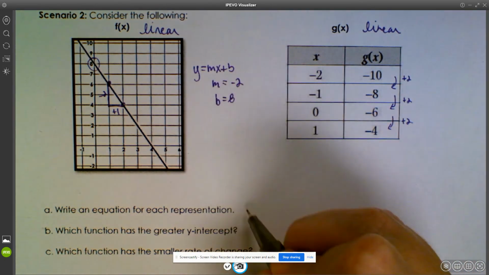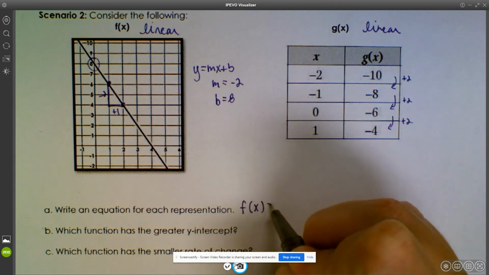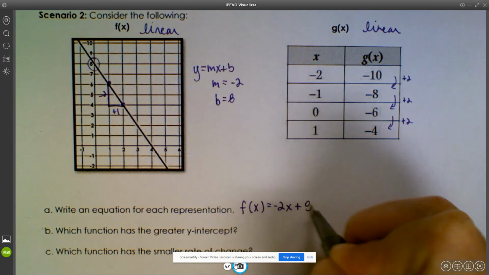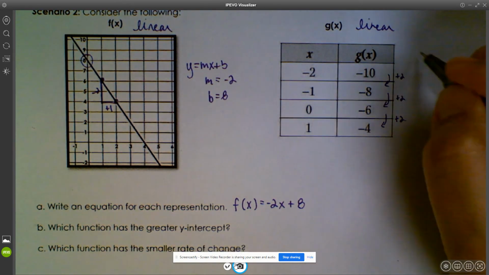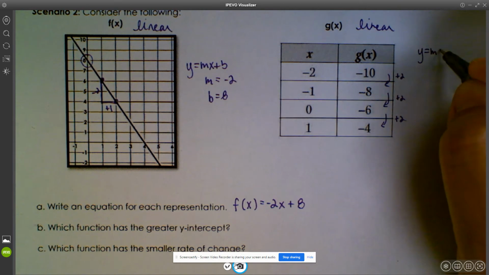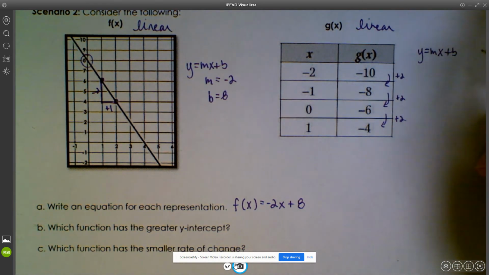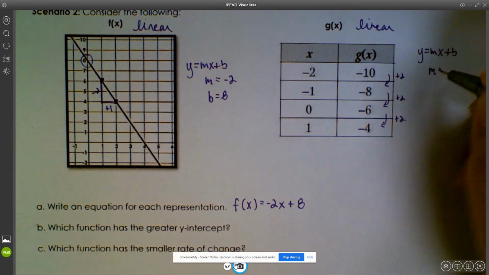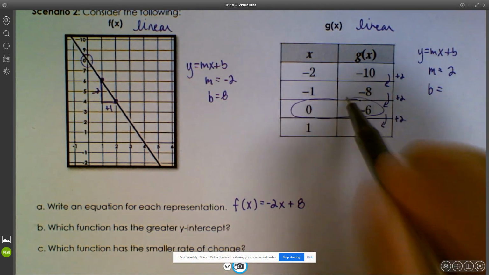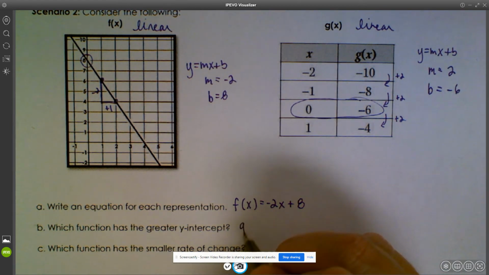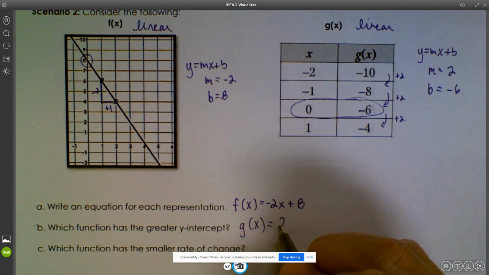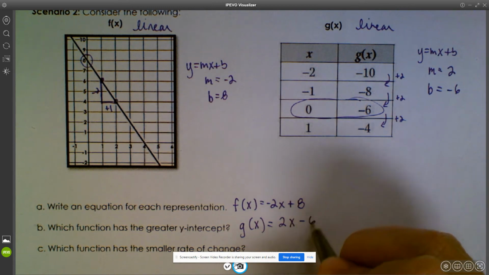So this function is -2x plus 8. Now look here, g of x. I should be saying g of x equals mx plus b, but I'm trying to maintain some irregular or wrong consistency. So here my slope is my rate of change, which is 2. My y-intercept, remember, is the value of y when x equals 0. So my y-intercept is -6. So g of x equals 2x minus 6.